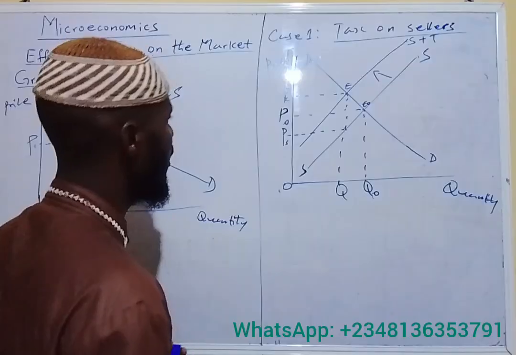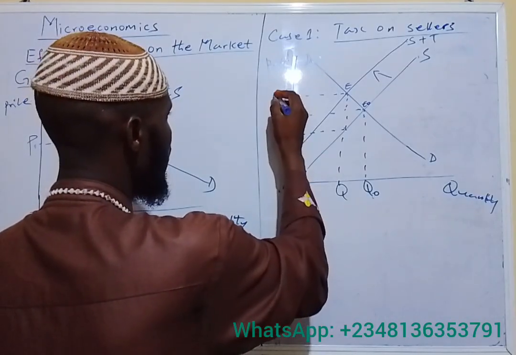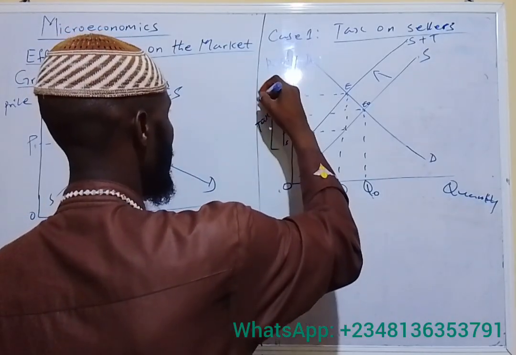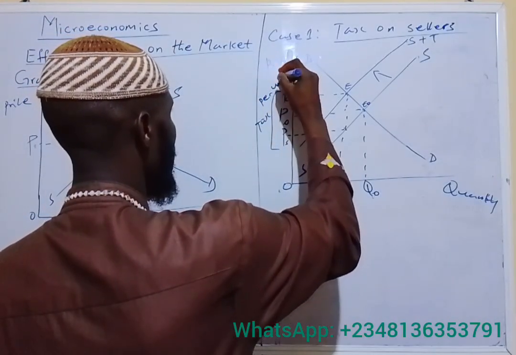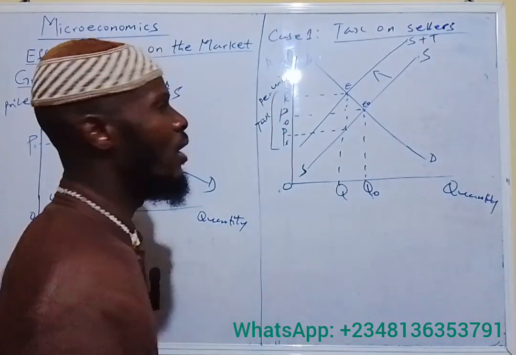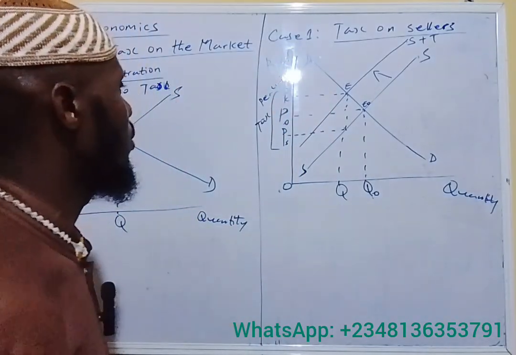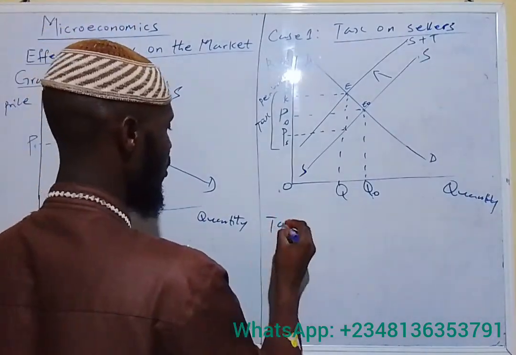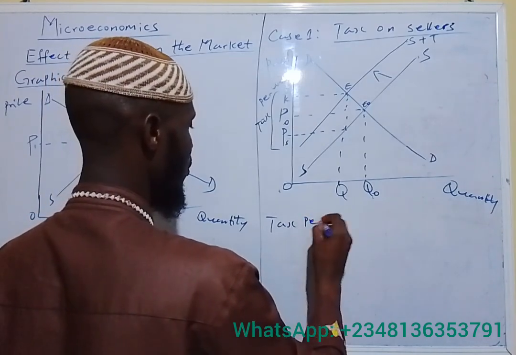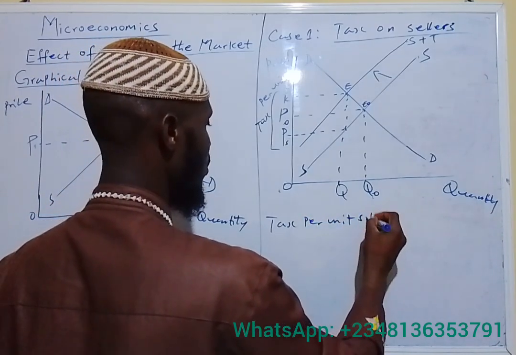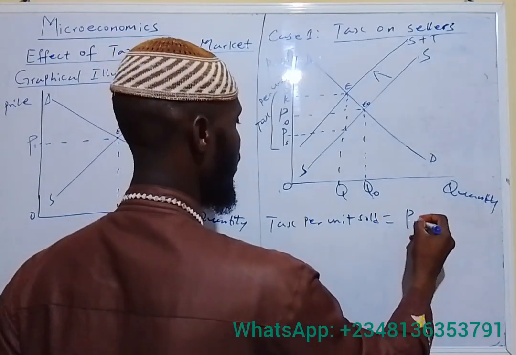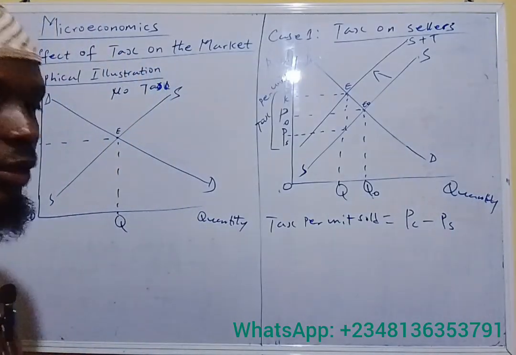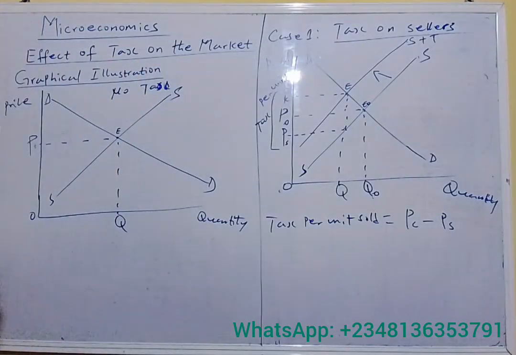So what we are saying here is that the gap between this and this is the tax, representing the tax per unit. The tax per unit sold, the tax per unit of the product sold in the market, is equal to PC minus PS.